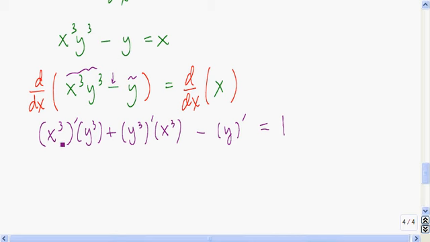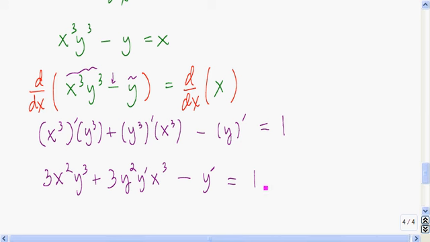The derivative with respect to x of x cubed is just 3x squared, so times y cubed, plus the derivative of y cubed with respect to x is going to be 3y squared times y prime. We keep the inside, subtract 1 from the power, multiply by the derivative of the inside, and then times x cubed, minus y prime, which is simply the easiest one to do. If there's nothing else there, just the y with the prime on the outside, that's exactly y prime. So that is equal to 1.